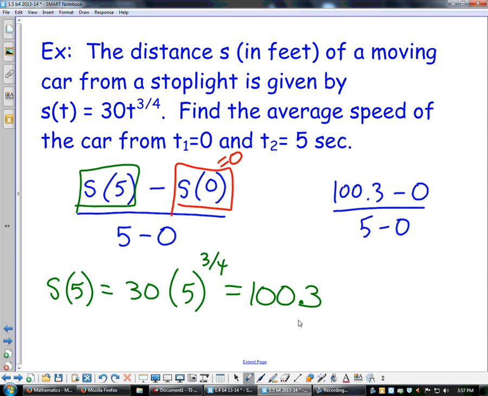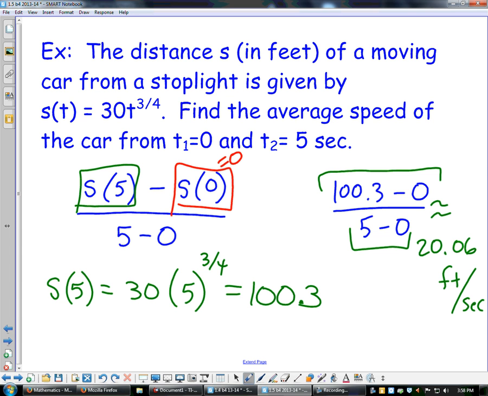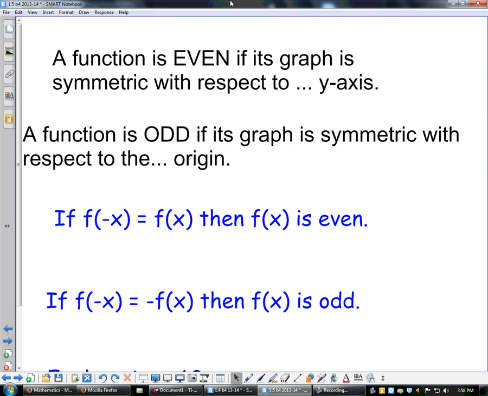So in terms of this real life problem, since this is approximately 20.06, that is going to be what units? Well, in this case, it's going to be feet per second, the average rate of change, because this was the change in their position, the distance that they traveled, and this was the change in the time. So feet per second.